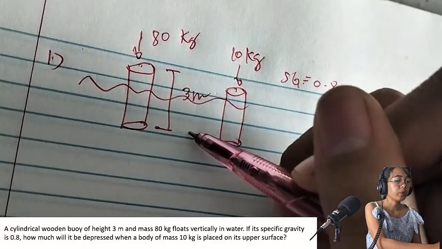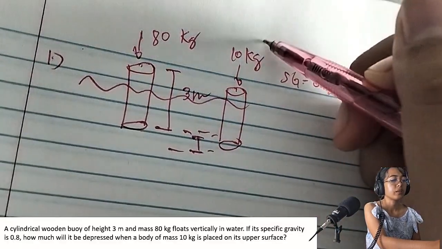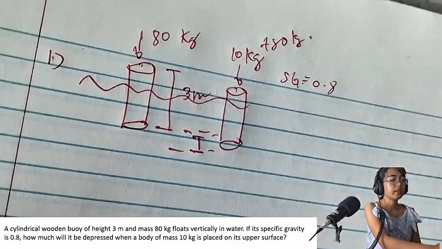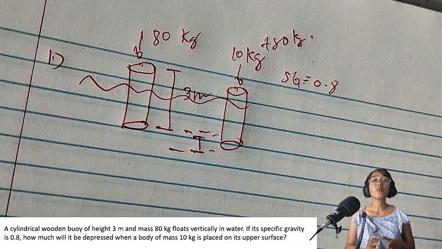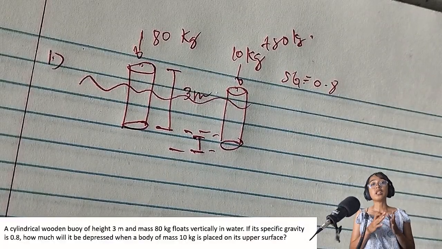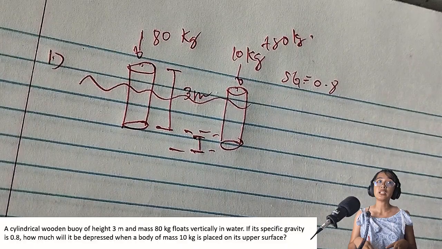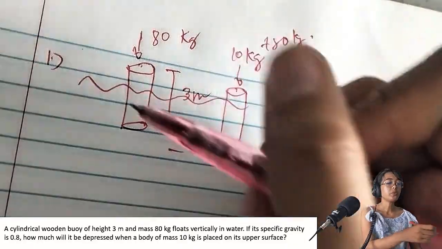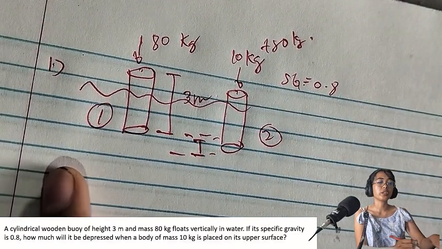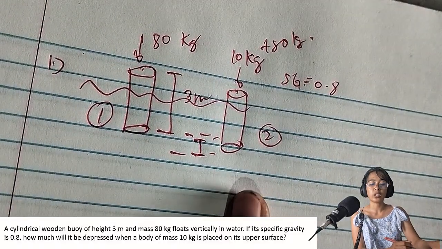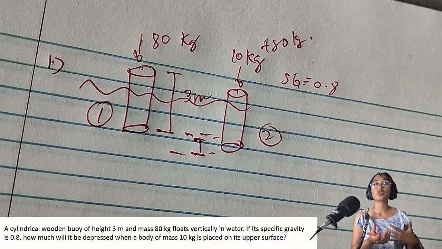So, the depression is lower. 10 kilograms plus 80. What is being asked is, how much will it be depressed? Meaning, the difference, the change in the height that sank. So, this will be our first point. Then, this is our second point. The first is when it is still 80 kg. Then the second is when it is 90 kg. So, how will we solve it?